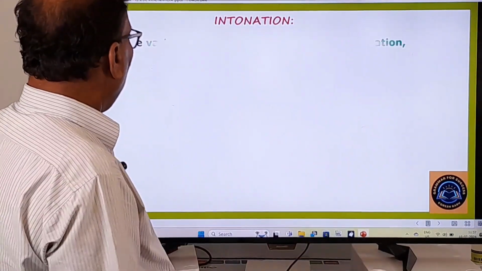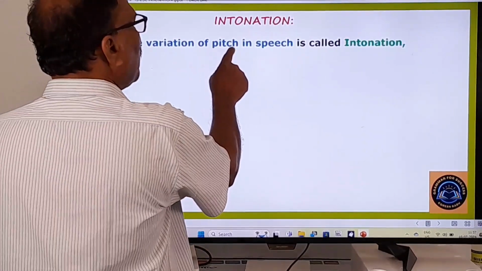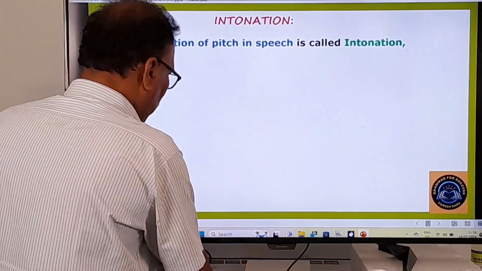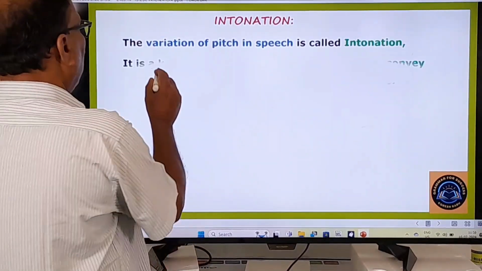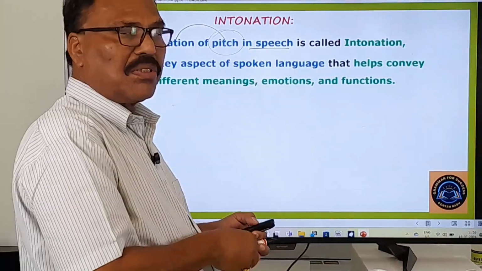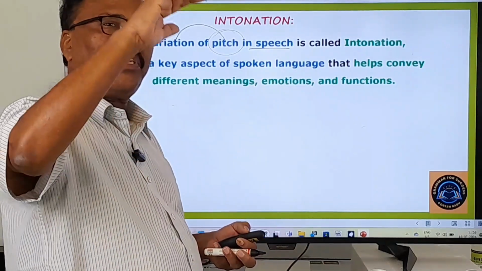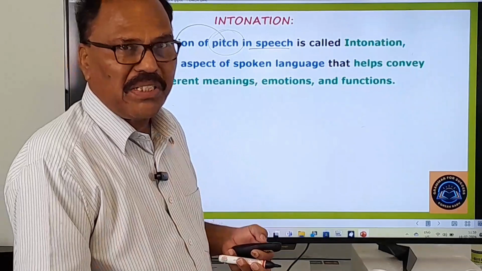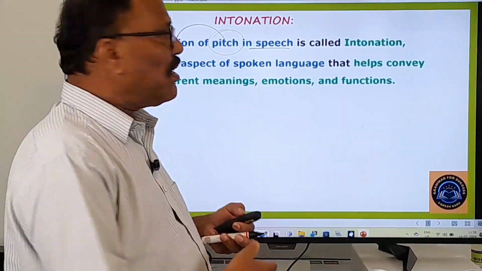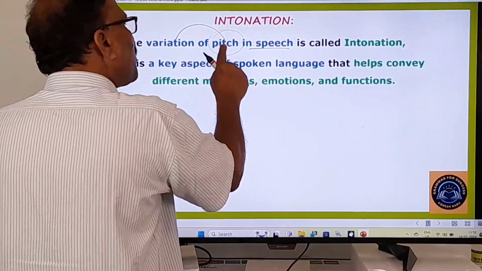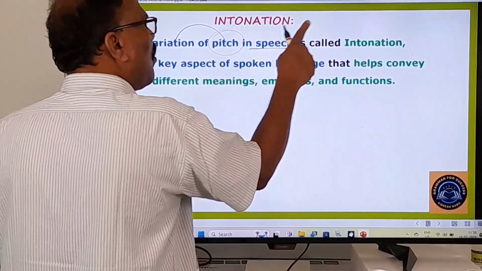So intonation, right? The variation of pitch in speech is called intonation. This point is also clearly given to you, and here the variation of pitch. So variation means the change of pitch in speech. Sometimes you speak in a high volume, means you speak in a high pitch, and sometimes you speak in a low volume, means you speak in low pitch. So that is that. Pitch means sound, okay? The variation of pitch or sound in speech is called intonation.